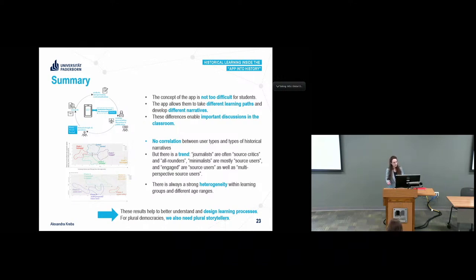I could not find a correlation between user types and types of historical narratives, but there are trends, but that is also logical. More important is that there is a really strong heterogeneity within learning groups and also within different ages. And I think this is very normal, but it's important when we design learning processes on the web. And I think what is very important is that this concept enables multi-perspective storytellers, and this is very important for our plural democracies, because we need these plural storytellers also in our present.